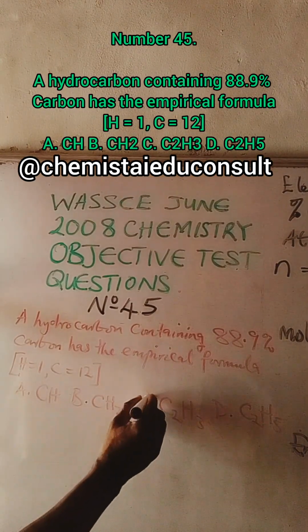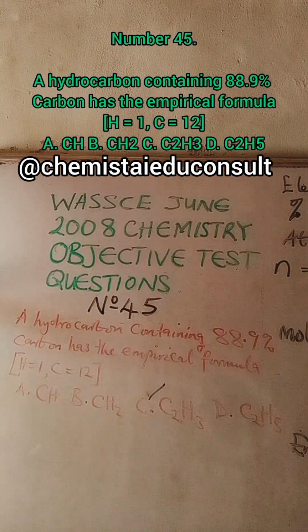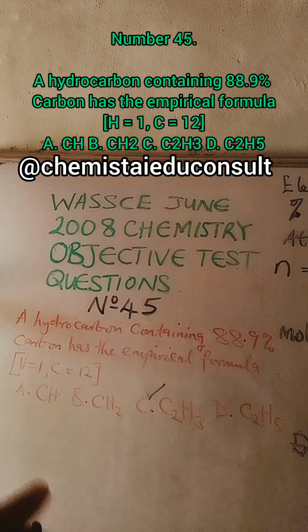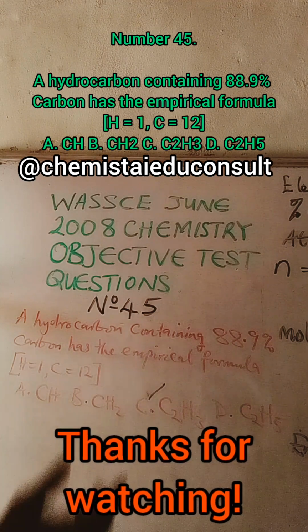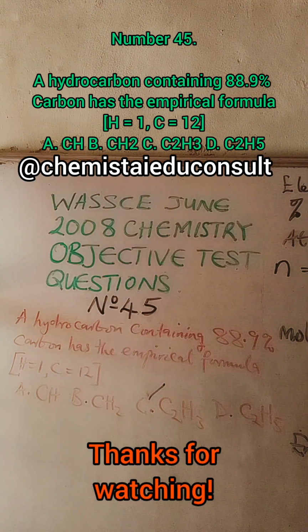You can see the answer here. The answer is C. If you eventually approximate that 1.5 to 2, you will get this wrong answer. That is why you should be careful while dealing with empirical formula.